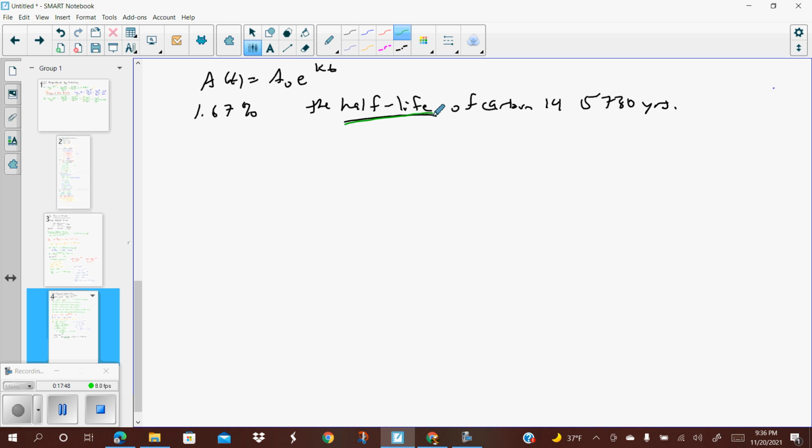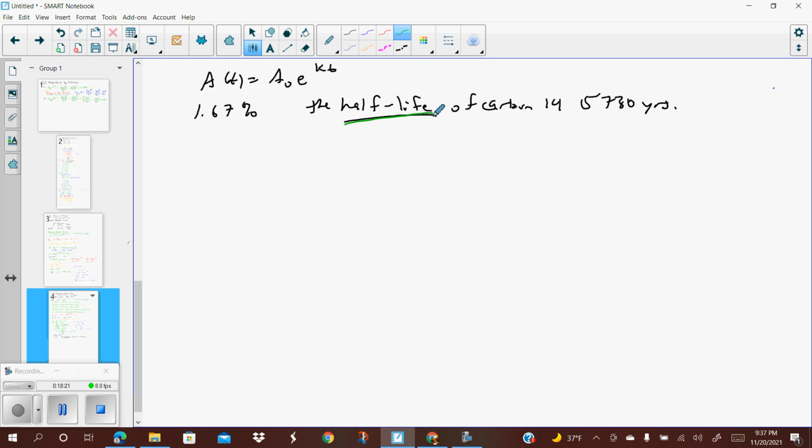Okay, how they found that number out, I'm not really sure, but I do know that that's the half-life for anything that's got carbon on it. It takes that long to deteriorate to half of its original amount. What we're being told is we've got some kind of a substance which has 1.67% of the original amount of carbon left on it. So it's deteriorated quite a bit. We're trying to figure out how old this thing actually is based upon that information.